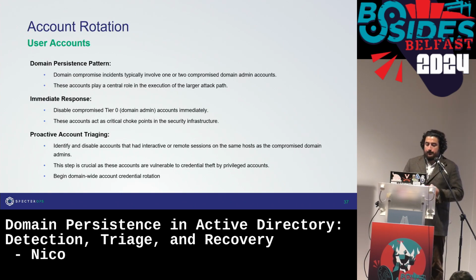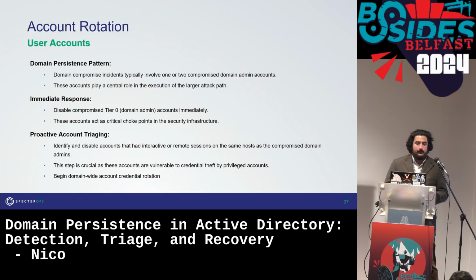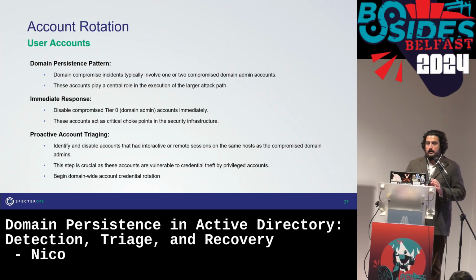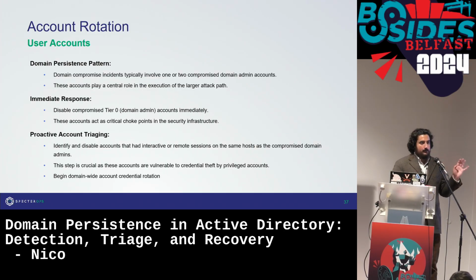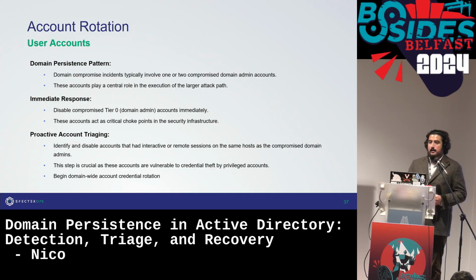All right. So again, with user accounts, we want to rotate these. Usually they involve one or two compromised domain admin accounts, and those are central to the larger attack path. So literally within 5 minutes, 10 minutes, this should be your first SLA. You've identified the domain persistence on a controller. You need to find the compromised tier 0 assets and immediately disable their permissions.